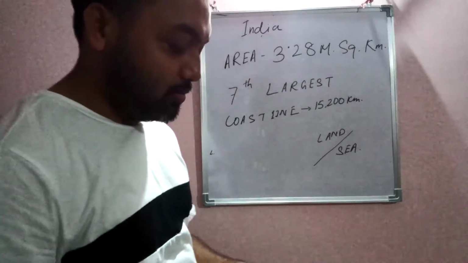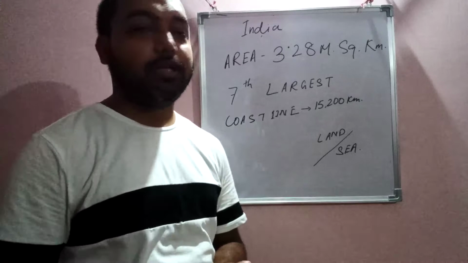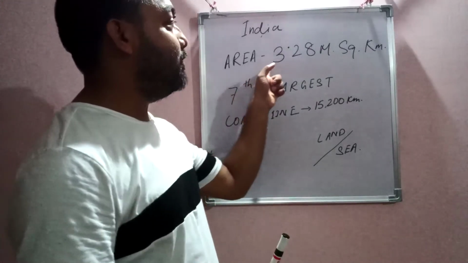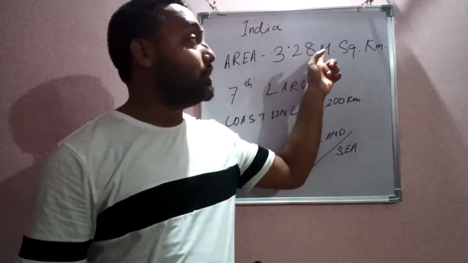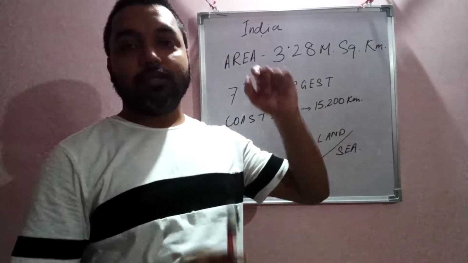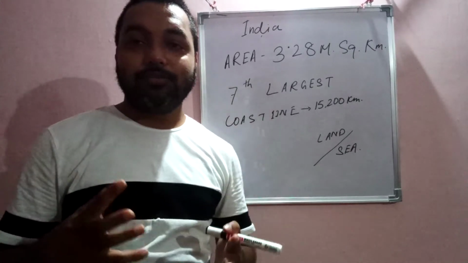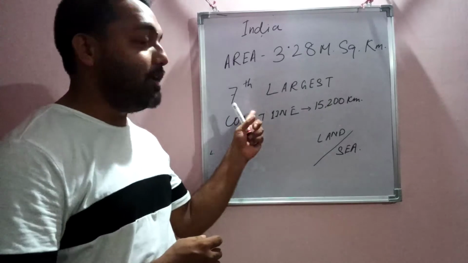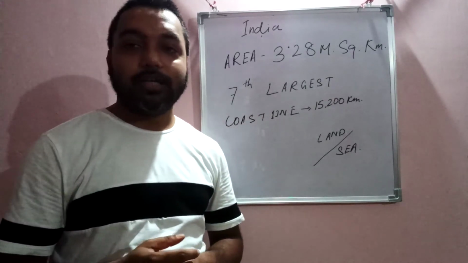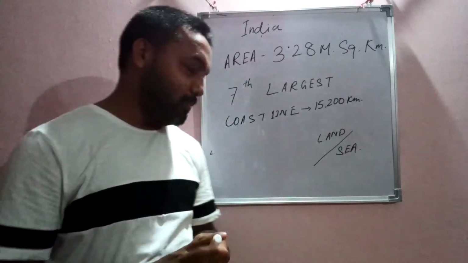Next, let us move to the area of India, or its position with respect to the world. The total land area of India is 3.28 million square kilometers. In respect to the other countries of the world, it is the 7th largest country. India is not a very small country, but the 7th largest country of the world.